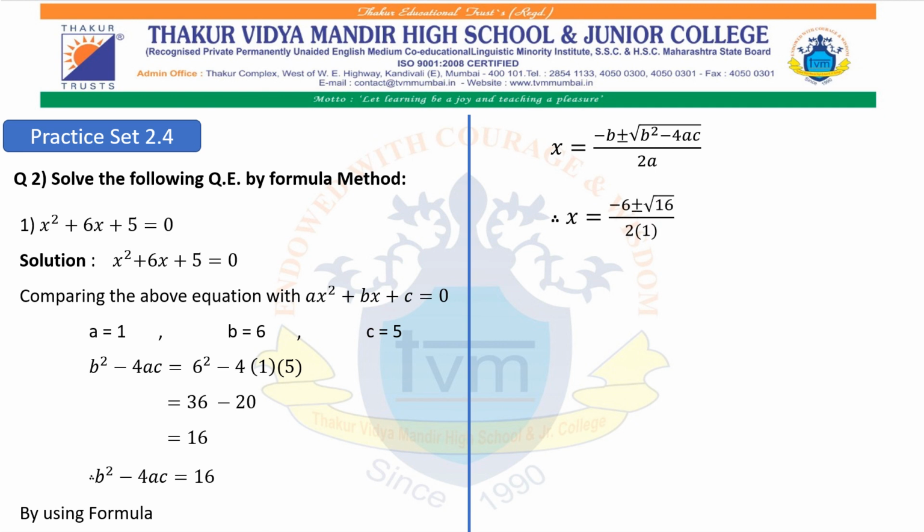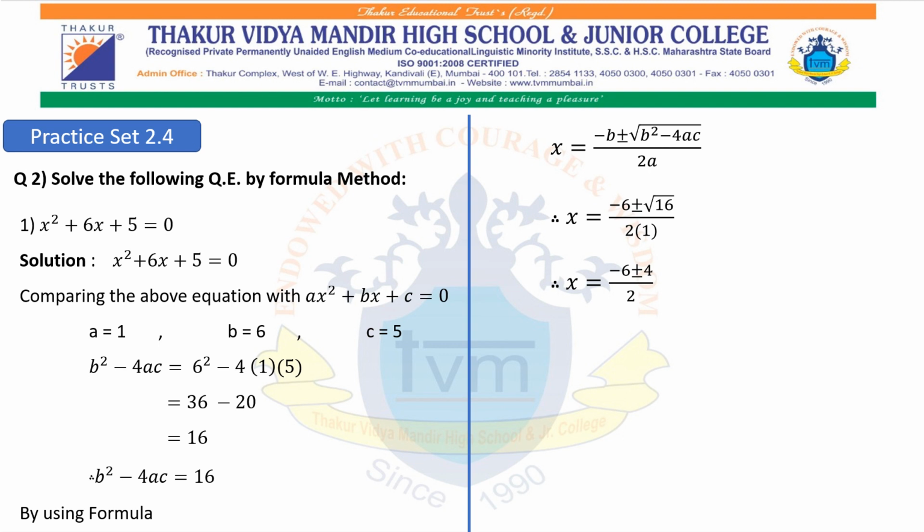After substituting the value, we will get the value of b as 6. Already formula they had given minus b. We will write minus 6 plus minus root, value already we had solved. We had got 16, the value of b square minus 4ac. Inside root we will write 16 and down 2a. A value is 1, so we will write 2 into 1. Further solving we will get x equals to minus 6 plus minus 4 upon 2.